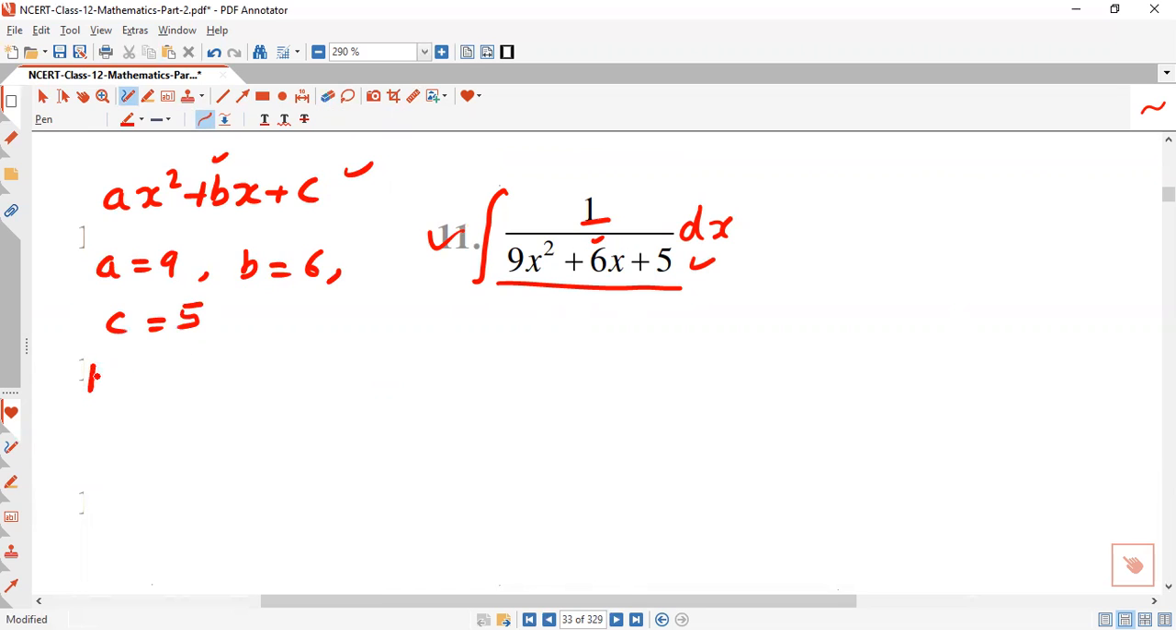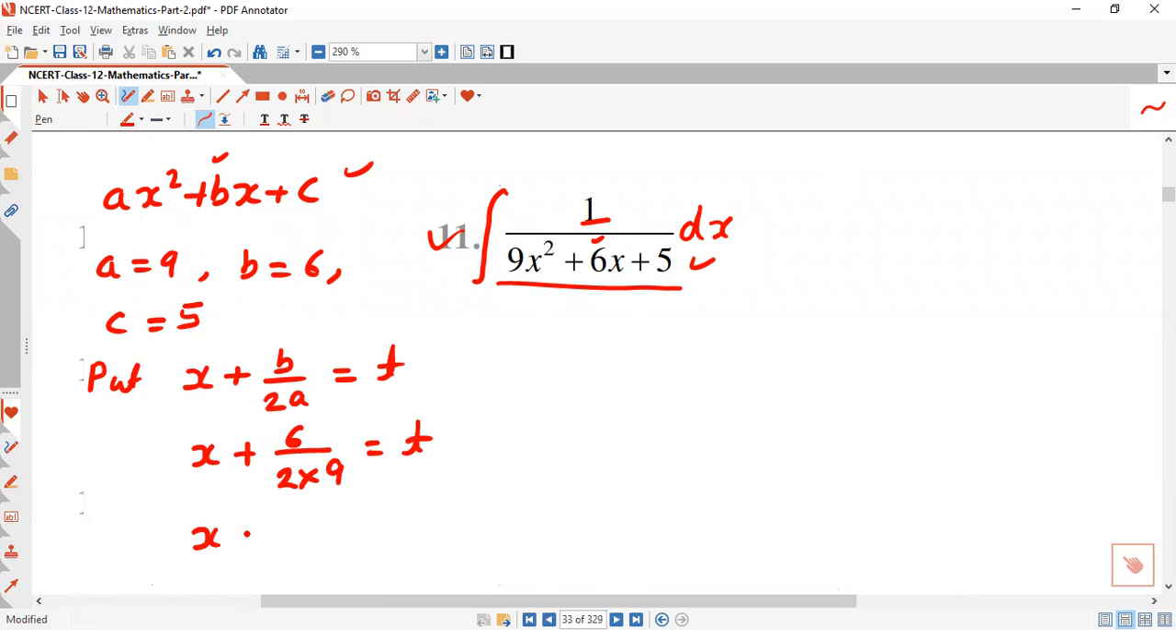Now put all the values in the equation: x plus b upon 2a equal to t. Put the values here: x plus b is 6, 2a is 9, equal to t. Simplify this: 6 upon 2 times 9, cancel out some terms, 3 and 3, 2 comes out 3. 6 upon 18 comes out 1 upon 3. So x plus 1 upon 3 equal to t, we are getting this value.